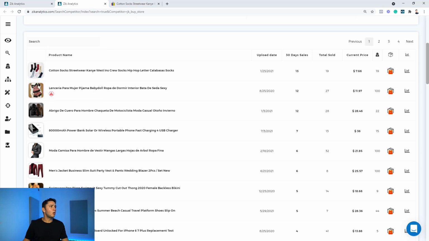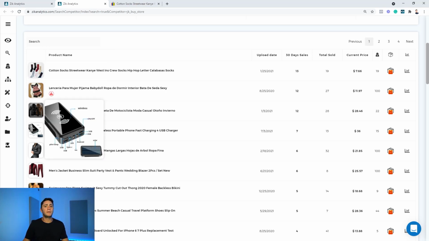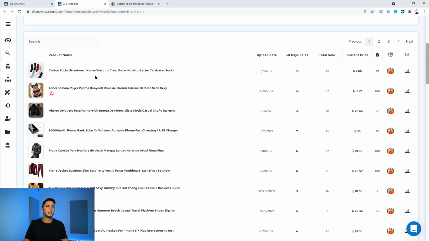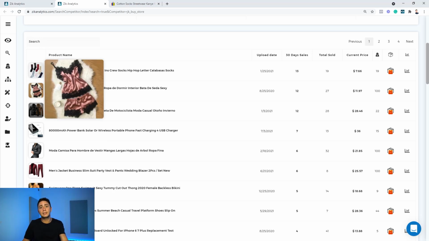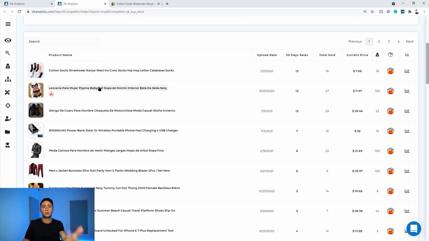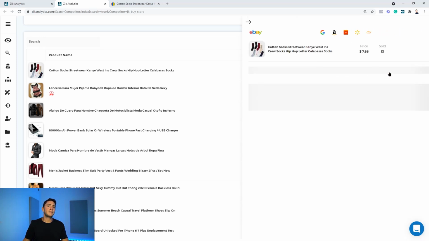Okay, so let's go one by one and now reverse engineer, analyze his profit margins, and then also look into his listing, see how he's doing his title, his description, item specifics, etc. So these socks here are selling for $766 here. I'll hit the item finder button here, and in a few seconds, we're going to get the results.